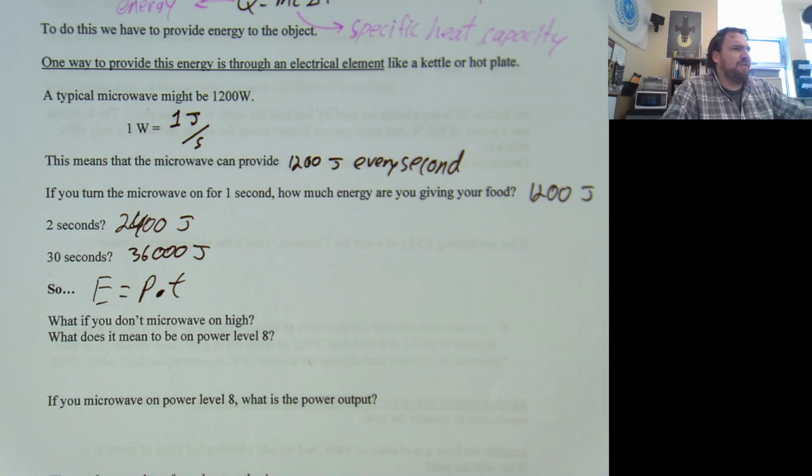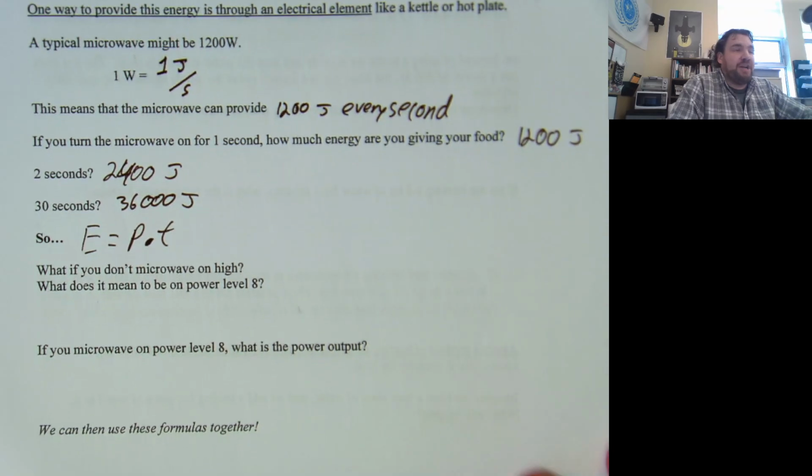But what if you don't microwave on high? What if your element is not totally covered? Or what if the pot you're using is too big for the element? What if the element is only allowed to use a little bit of the bottom of the pot because you've decided to put your gigantic pot on the small element? Well, what that means is you've got a percentage that's missing.